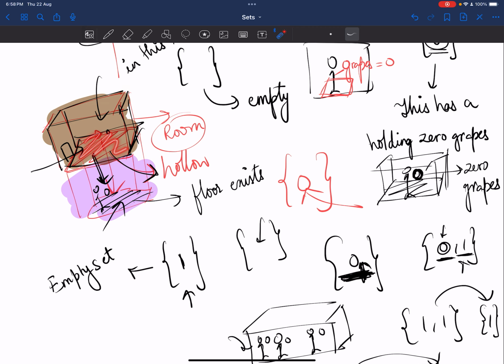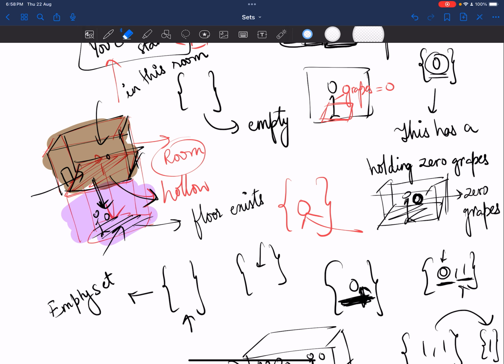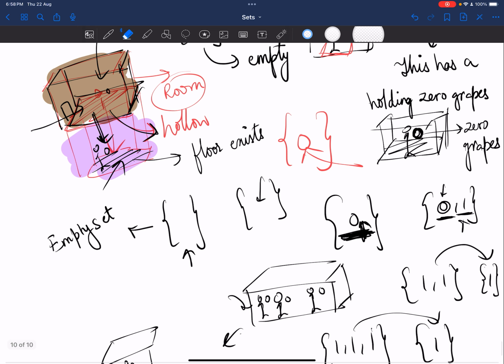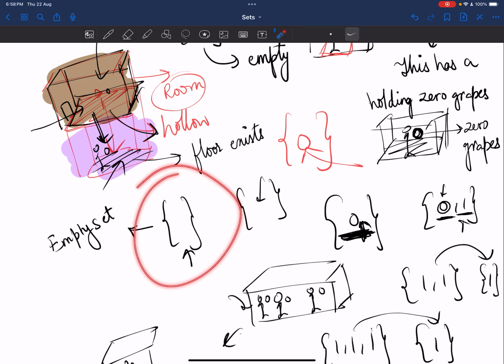And what I want to tell you over here is the empty room doesn't have a floor. The empty set doesn't have a floor. So if you look at this, sorry, this is the empty set. I just put a 1 there. I was talking about some other set. I'm coming back. This is the empty set without a floor.